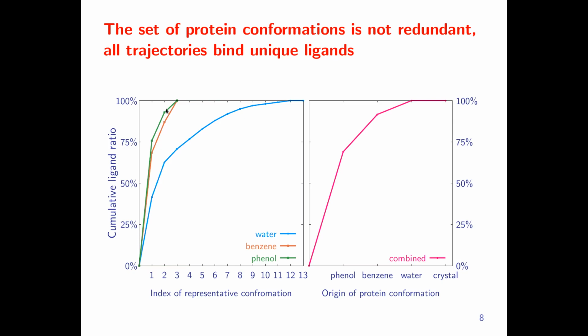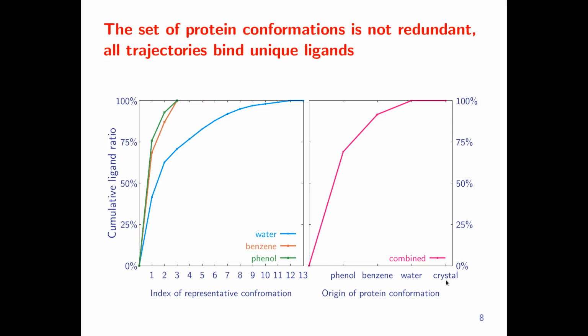Moreover, only very few protein conformations could be disregarded without sacrificing a significant portion of the identified ligands themselves. And then on the right side, a similar plot is shown, but this time all conformations from all trajectories are combined and treated as a single unit. It can be seen that all types of MD trajectories discover new unique ligands, and therefore none of them could be regarded as redundant.